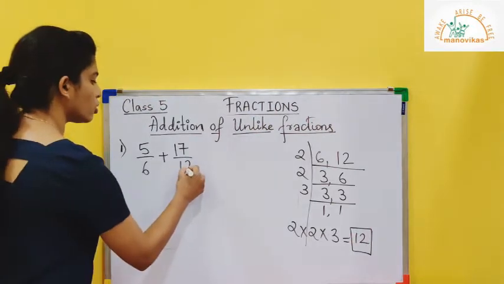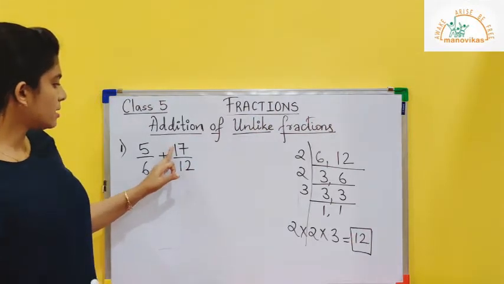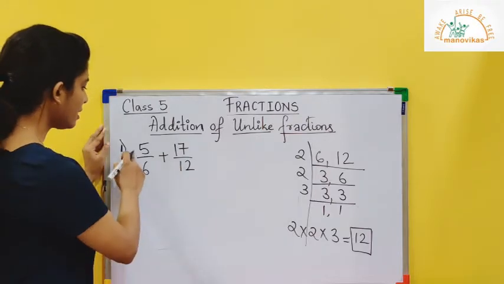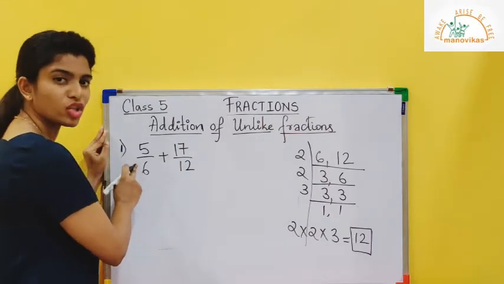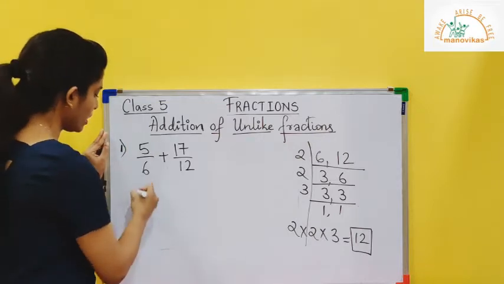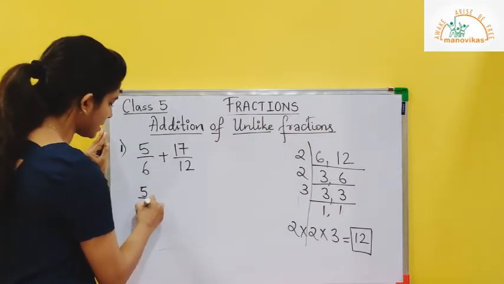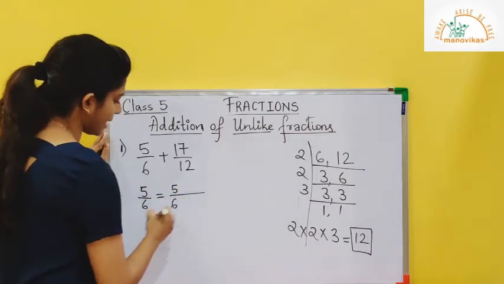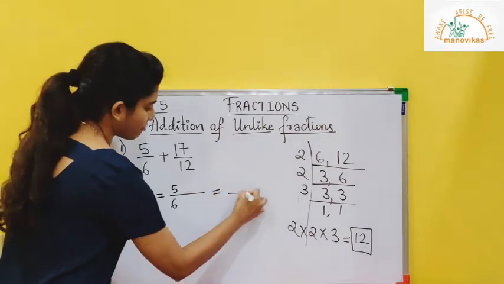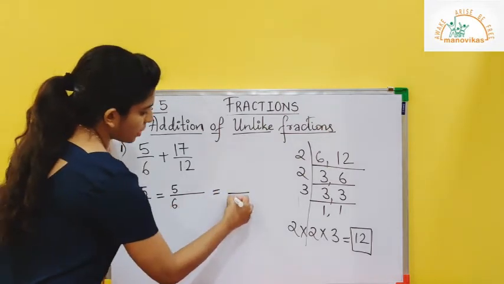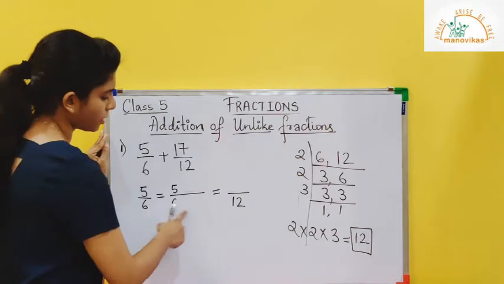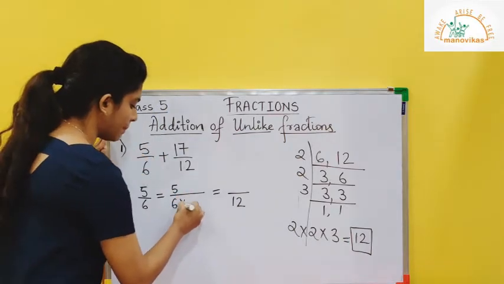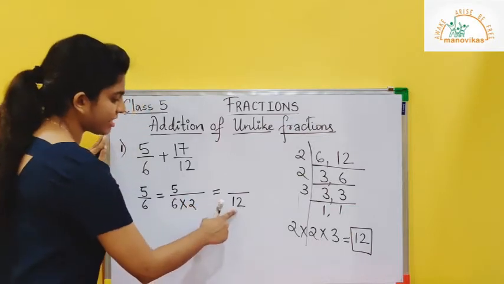Now we have to make the denominators 12. If you see here, 17 upon 12. 12 we already have as a denominator here. We have to change this 6 into 12. So let's bring down 5 upon 6 is equal to, write 5 upon 6 again. And you have to make this 6, 12. The denominator should be 12 here. And how will you do that? Yes, you have to multiply by 2. So 6 2s will give me 12.